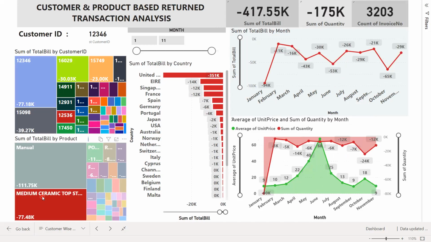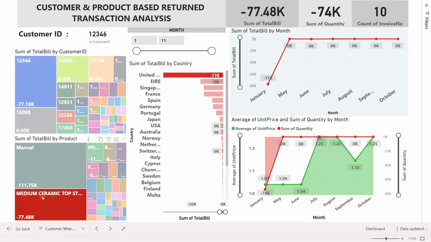Now, for the second item, just for example, we are taking the medium ceramic top storage. If I see, this item was cancelled in January, and the quantity was high, and the amount was 77,000. After that, the total bill was very low, like return chances were low, and the billing was for only 249 units.